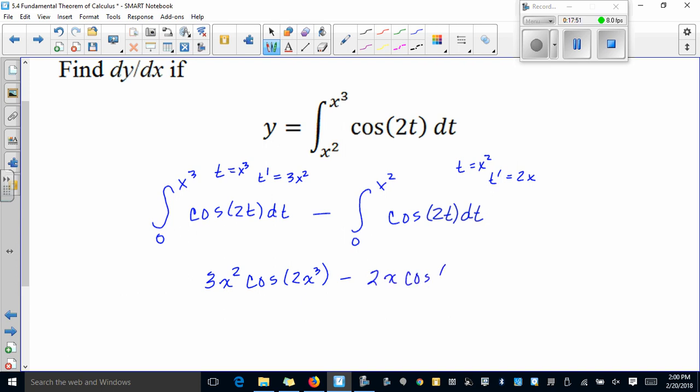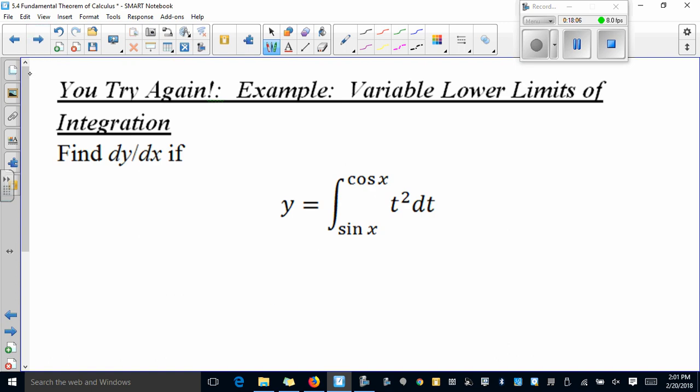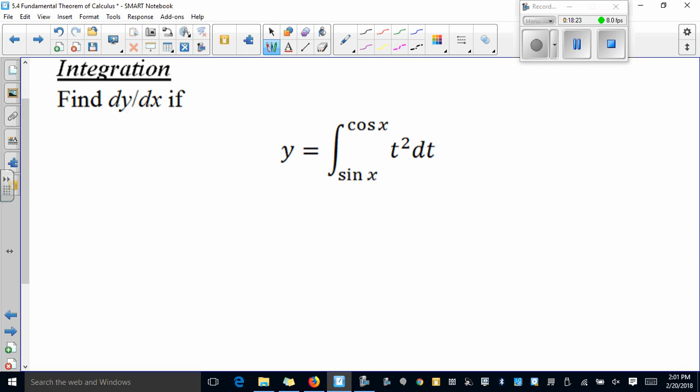All right. We're almost done here. I know we're getting close to 20 minutes. We're going to do the same thing on this one here. So we'll separate it out. So the integral from 0 to cosine of x of t squared dt, minus the integral from 0 to sine of x of t squared dt.